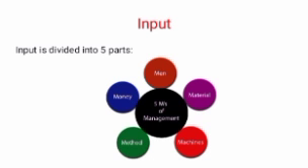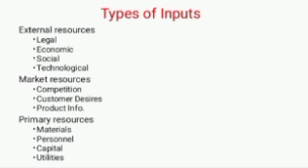There are three major types of input: external resources, market resources and primary resources. External resources consist of four major parts: legal, economic, social and technological. Legal: every product produced by an organization should follow certain rules and regulations provided by the government. It should not extend beyond the rules provided by the government.